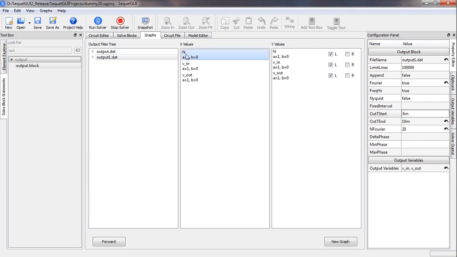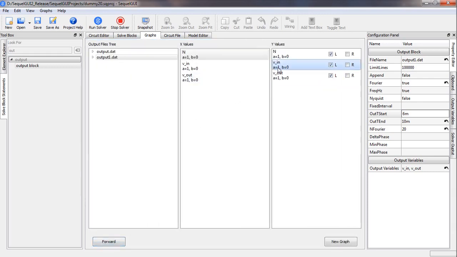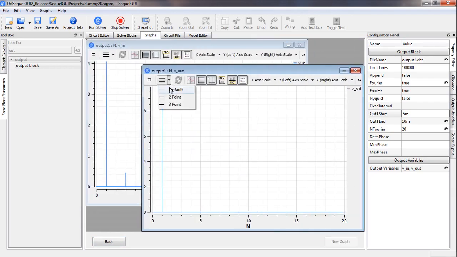and look at the input spectrum first. So that is what we got. This is the fundamental, that is the third harmonic, fifth harmonic, seventh harmonic, and so on. Let us now look at the output spectrum. And now we notice that the harmonics have almost disappeared, and that is what we would really like.